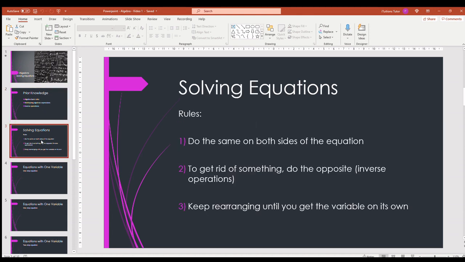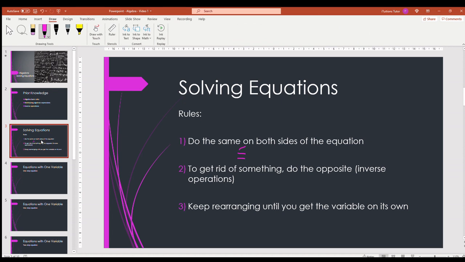Solving equations means to find the value of the variable. To do this, you have to rearrange the equation until you get the variable on its own. There are a few rules to remember when rearranging. The first one is, you must do the same thing on both sides of the equation. In other words, both sides of the equal sign. So whatever you do on one side, you must do the same on the other side.